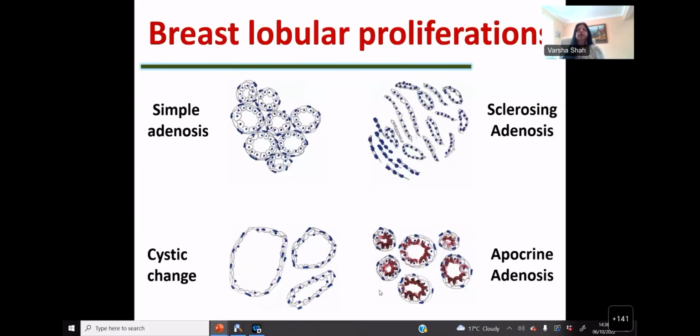So first I'll talk about the benign lobular proliferation. This is just a schematic diagram of the lobular proliferation. So this is simple adenosis, and sclerosing adenosis. You can get a cystic change within adenosis, and you can get apocrine metaplasia within adenosis. Basically in simple adenosis, you get expansion of the lobules and increased number of lobules.